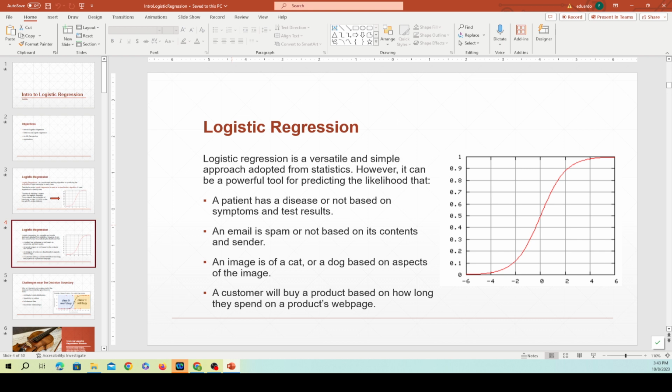We can use it for email spam or not, right? Is it an email spam or not, based on its content and sender. Again, one versus the other, a classification. An image of a cat or a dog, based on the aspects of the image. So we can determine either a cat or a dog. Again, classification. Whether a customer will buy a product based on how long they spend on the product webpage. Again, it is a classification. Either they're going to buy it or not buy it. Okay.